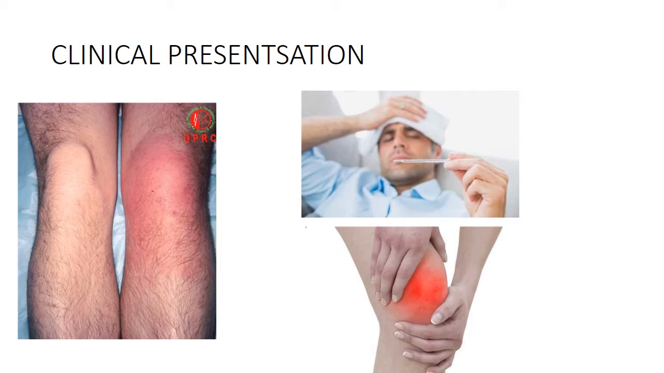The clinical presentation is a red, swollen, hot, tender joint, most commonly the knee joint, and the pain is severe enough to limit the use of that joint, with systemic symptoms like fever, malaise, and lethargy, and the fever is usually high grade.